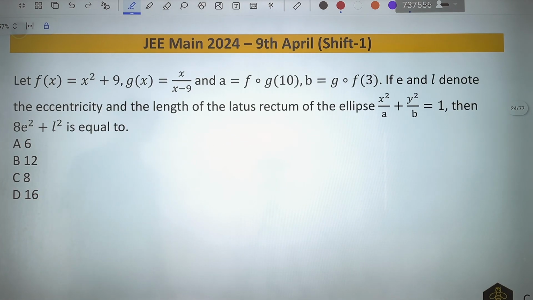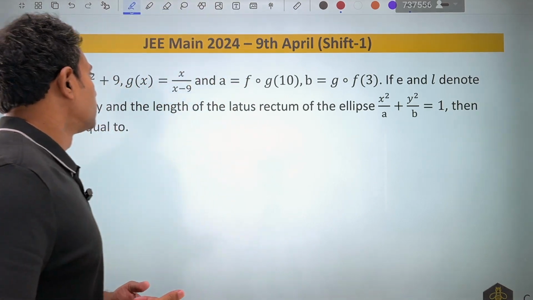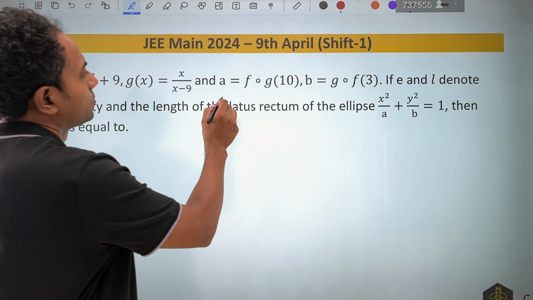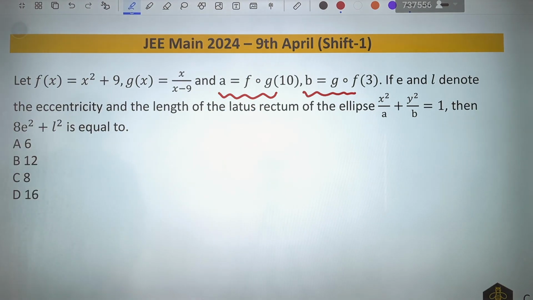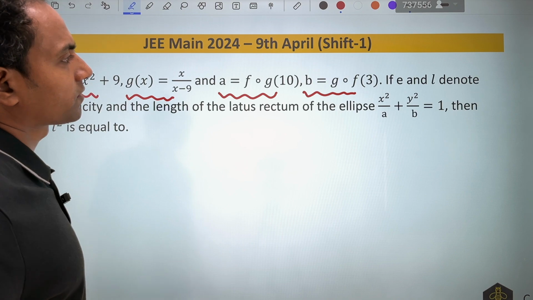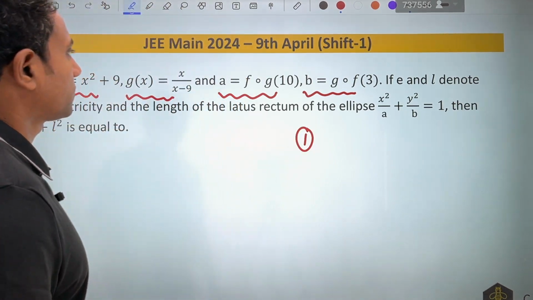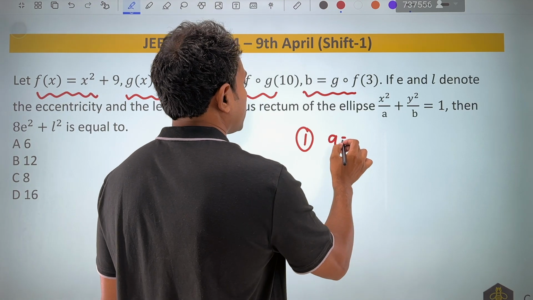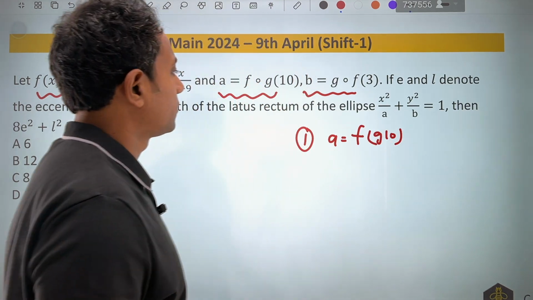This 2024 question again tries to connect the concept of functions with ellipse. So they have written two different things in terms of composite function if you carefully observe. The functions are also given to us. Once you have got the value of a and b, then the ellipse question will start. So let us do the first part first, find the value of a. For finding a, what they have given is f of 6, g of 10. This is what is the value of a.